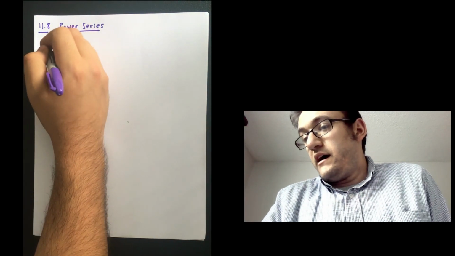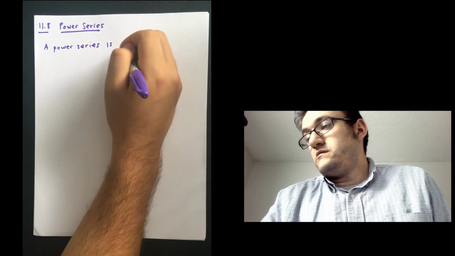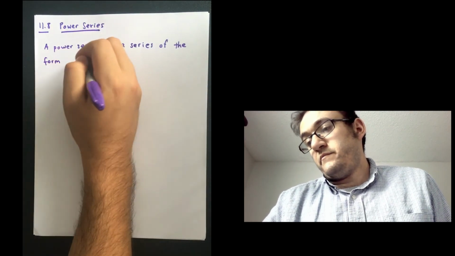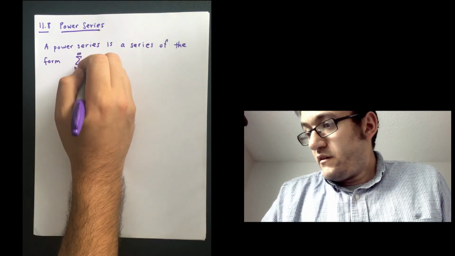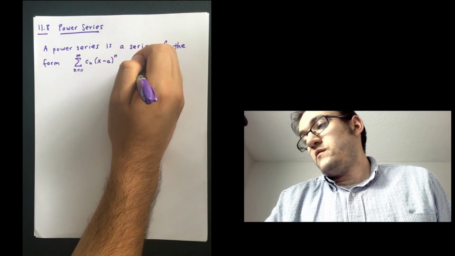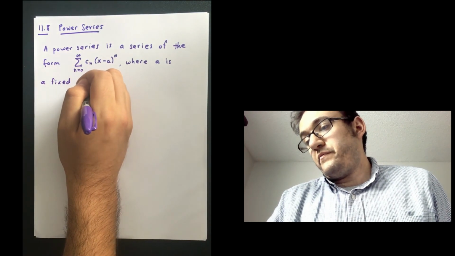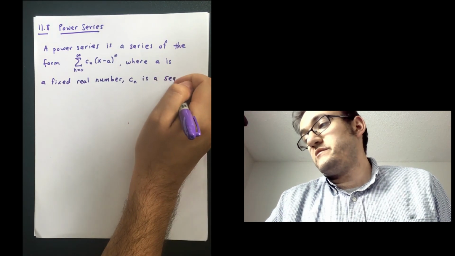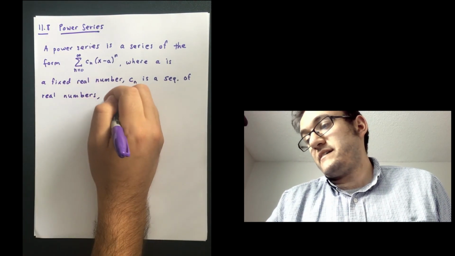So we're going to define a power series is a series of the form sum n from 0 to infinity of c sub n times (x minus a) to the n, okay, where a is a fixed real number and c sub n is a sequence of real numbers, and x is a variable.